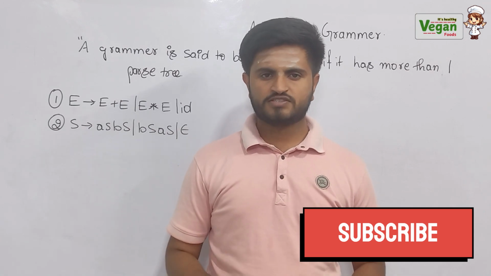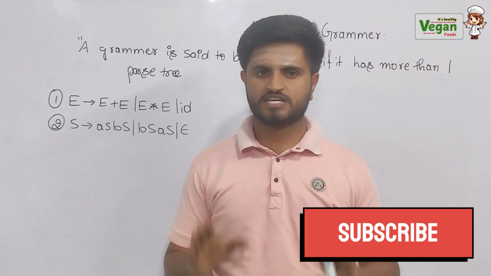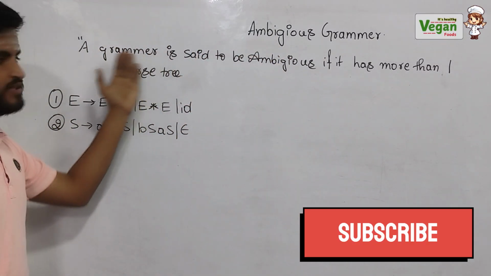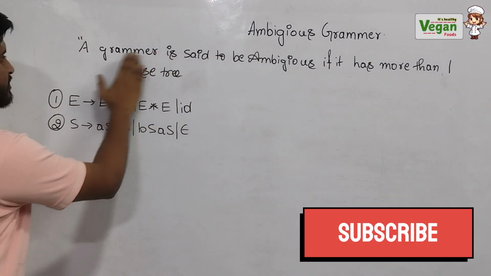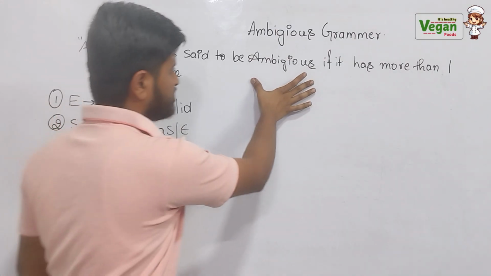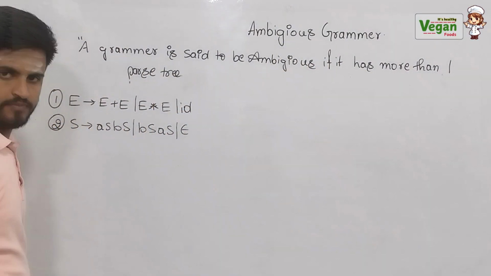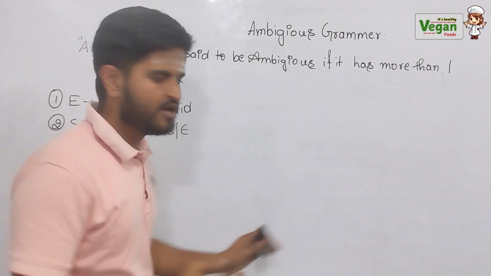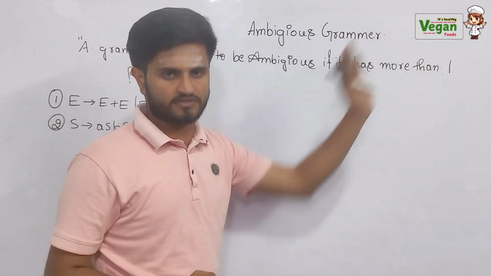Hello everyone, in this video let's discuss how to solve the ambiguous grammar problem in theory of computation. The definition of ambiguous grammar is: a grammar can be called ambiguous if it has more than one parse tree. So if you are successful enough to draw more than one parse tree for the given grammar, you can call it an ambiguous grammar.